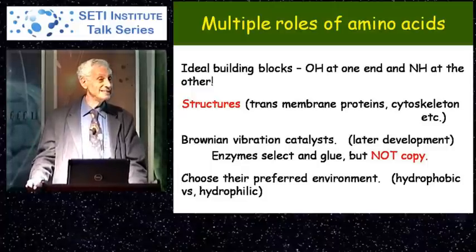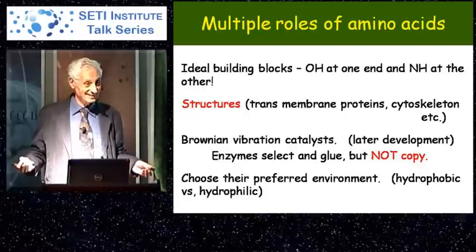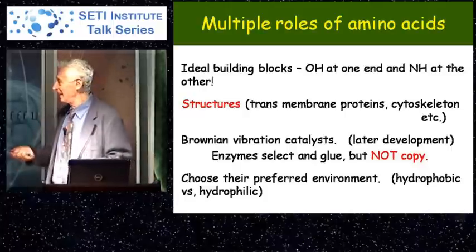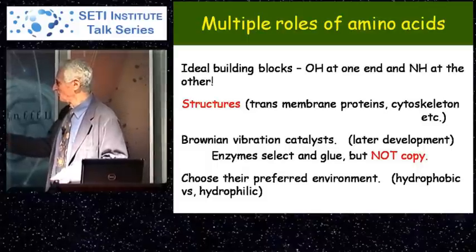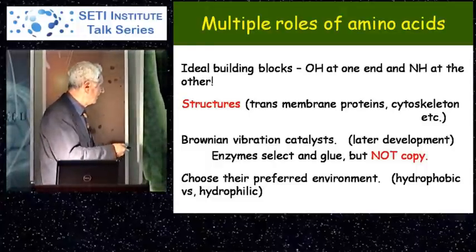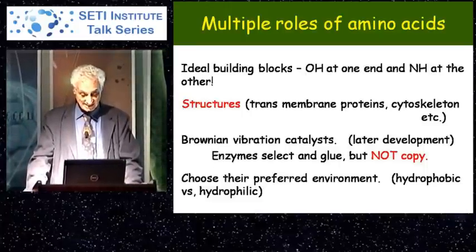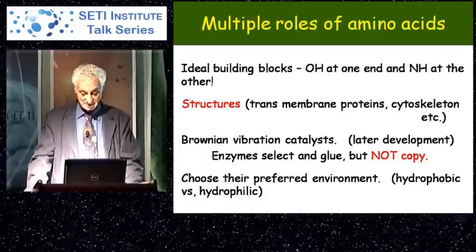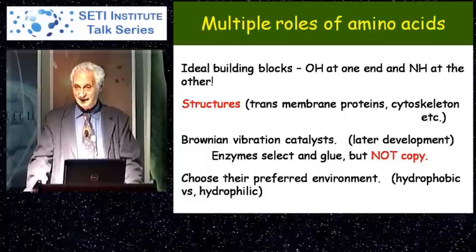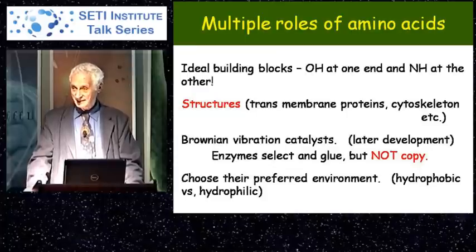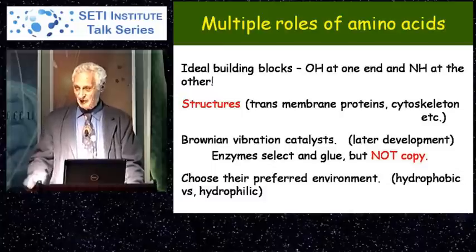The amino acids are ideal building blocks, the OH at one end, NH at the other, just great for taking the H at one and putting it with the OH, the water goes off and you've linked already. There it is, the H at one end, OH at the other. They're good for structures, they're good for Brownian vibration catalysts, the later development, but they're not good for copying. This is the thing pointed out by Watson and Crick, that proteins just have no mechanism for copying. So the copying requires the nucleic acid, and the structure requires the amino acid, and that's why you have to develop both together.